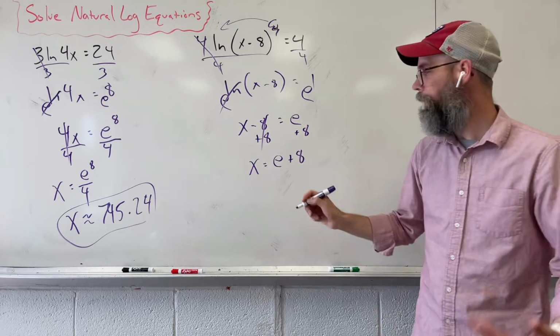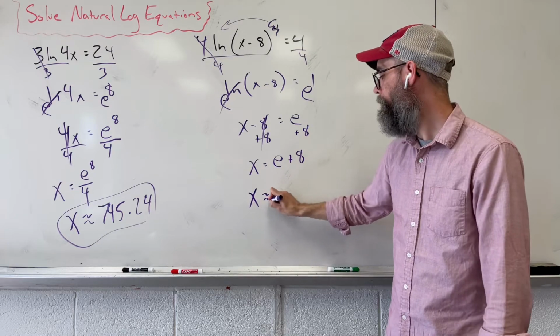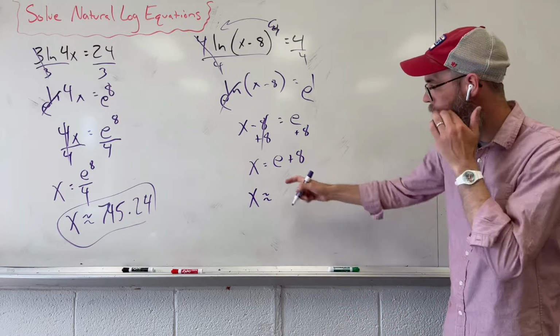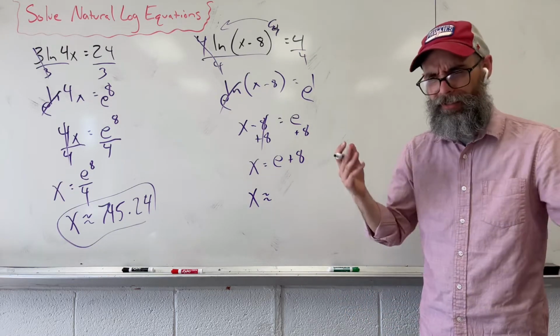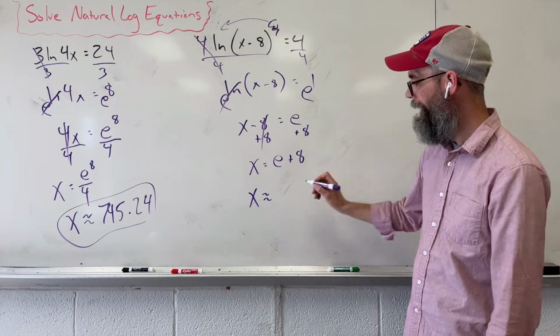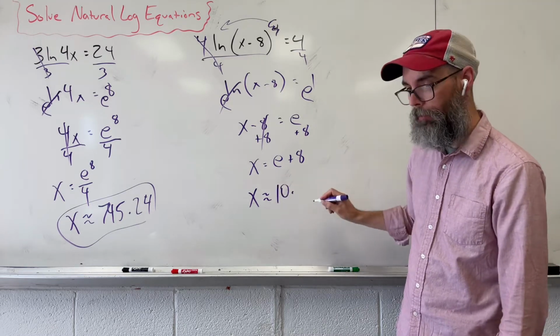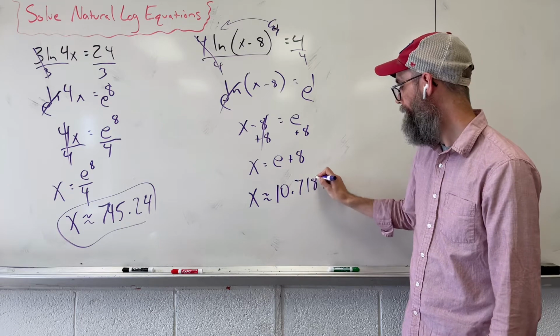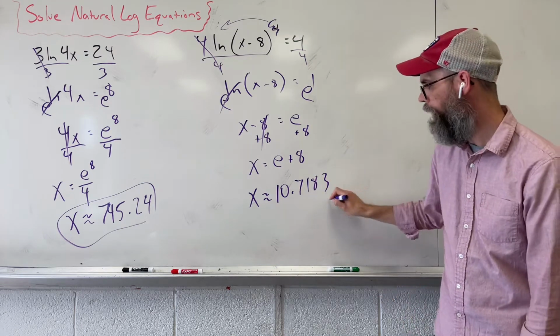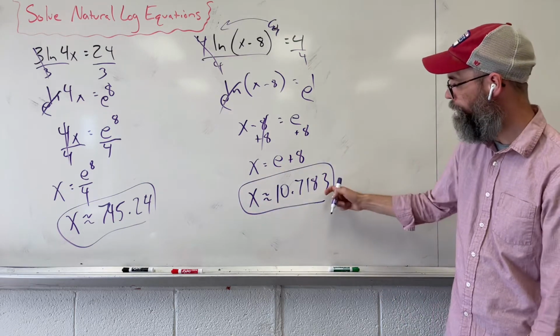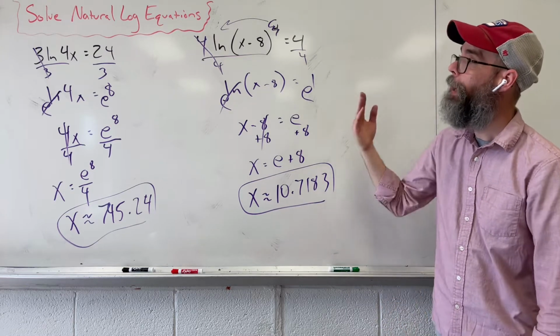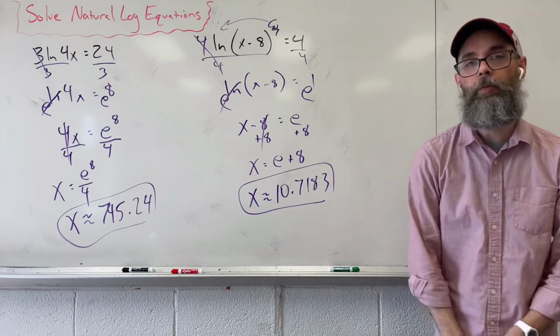Again, calculator battle. x is about, because we're cutting off some decimals, e has a value of 2.7 something something something. When we add 8 to it, we end up with 10.7183, I think, something along those lines. And again, approximate because we cut some stuff off. And that's solving equations with natural logs.